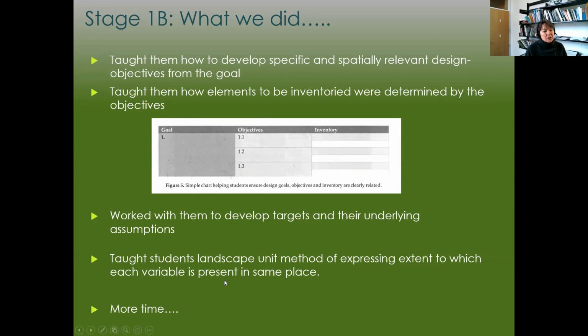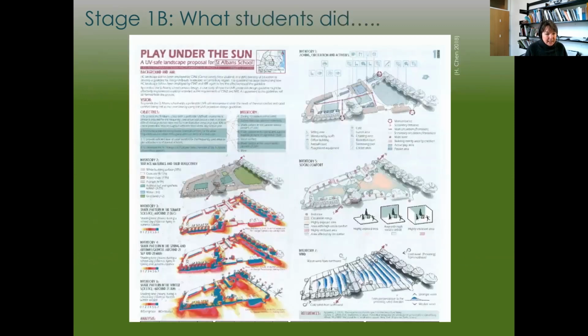And then we introduced the landscape unit method for showing how multiple variables could be in place in the same activity area. So they could see where one was missing, or two, or what was going on in order to make design decisions. And then this is really what we came up with. Most of them didn't do the unit analysis. They stuck with the modeling.